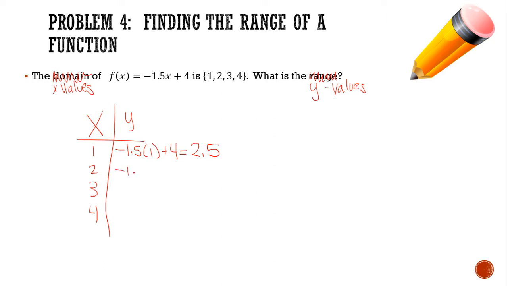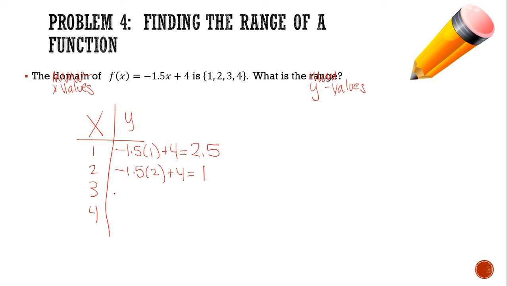For 2, I have negative 1.5 times 2 plus 4. So wherever I saw an x, I plugged in a 2, and I got 1 once I did that on my calculator. So I want you to try number 3 and 4, try to plug those in, see what you get.